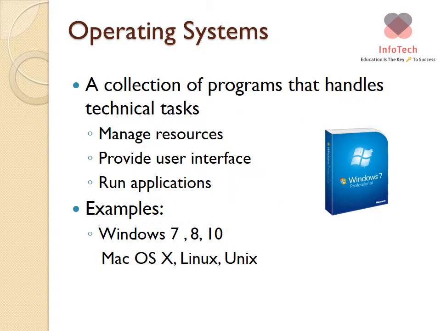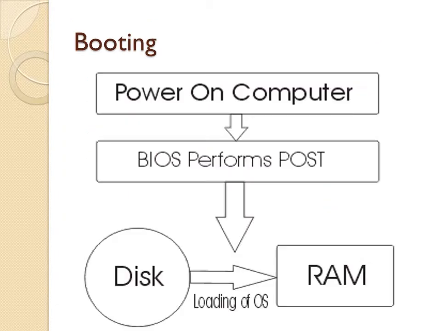Now let us examine the operating system. Now this is a collection of programs that handles technical tasks. So for example, it manages your computer resources, provides a user interface, and also runs the applications. Now examples of operating systems are your Windows 7, Windows 8, Windows 10, your Mac OS, Linux, and Unix.